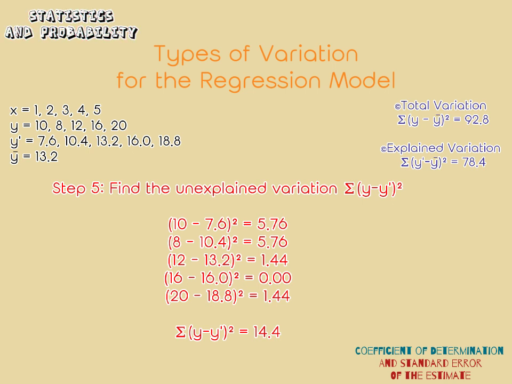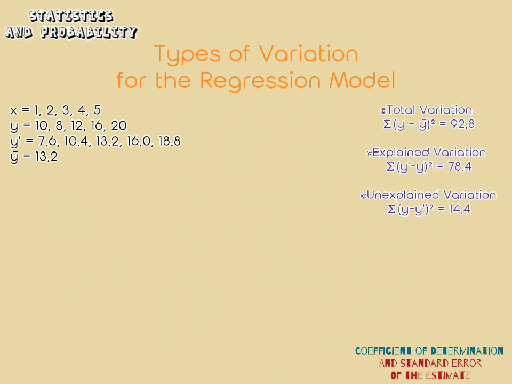Again, we're just going to add them all up to get the unexplained variation. So, 5.76 plus 5.76 plus 1.44 plus 0 plus 1.44 is equal to 14.4, and that is our unexplained variation.